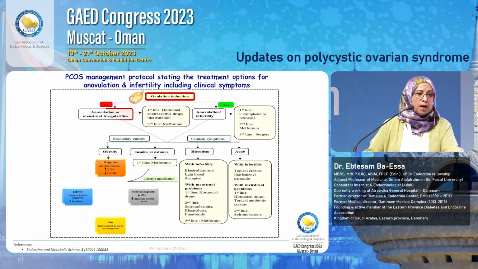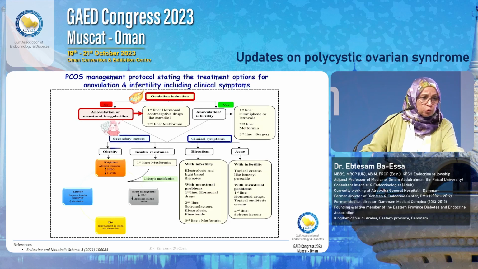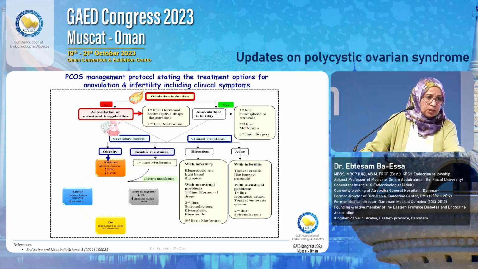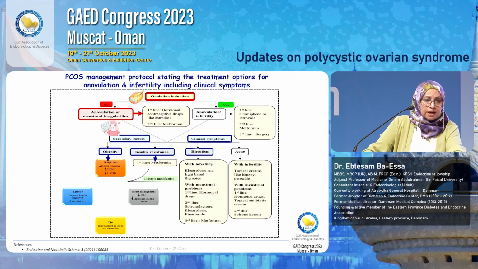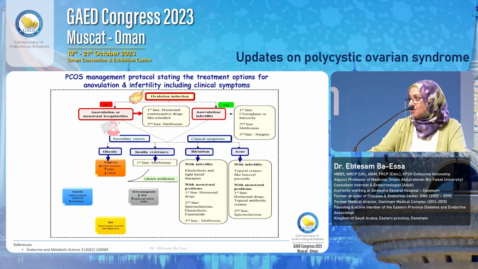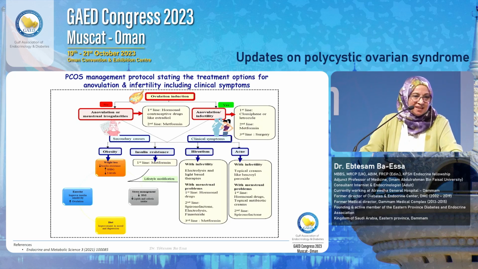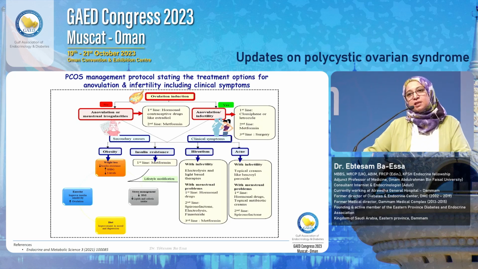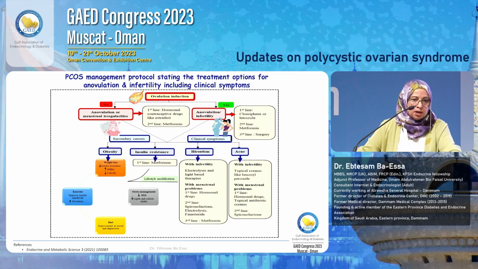The first question you need to ask is whether they want ovulation induction and fertility. If no, then the first treatment of choice will be oral contraceptive pills plus addressing the other issues like obesity, insulin resistance, hirsutism, and acne. And if they seek ovulation and fertility, then the treatment is to stimulate the ovulation.